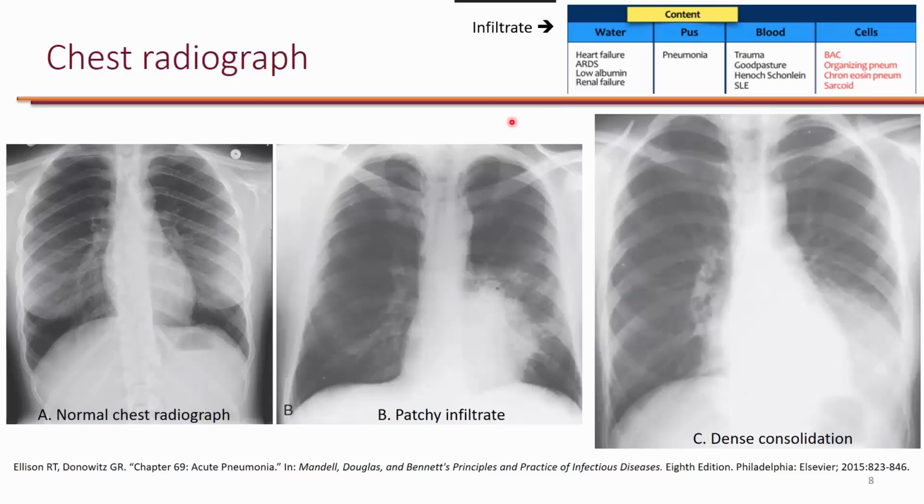Now, there are different ways of describing infiltrates. Two of the common ones that you will encounter are patchy infiltrates and dense consolidation. Patchy infiltrate is usually due to either presence of fluids or viral infections or atypical organisms. And when you have dense consolidation, as you can see in film C, dense consolidation is usually more likely to be due to non-atypical organisms such as gram-positive and gram-negative organisms.